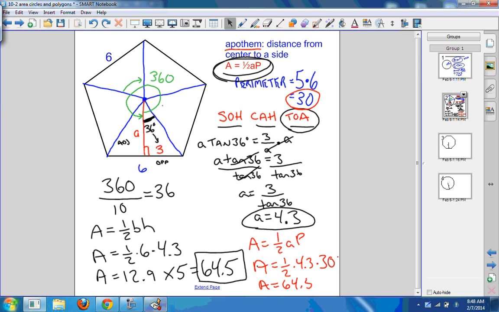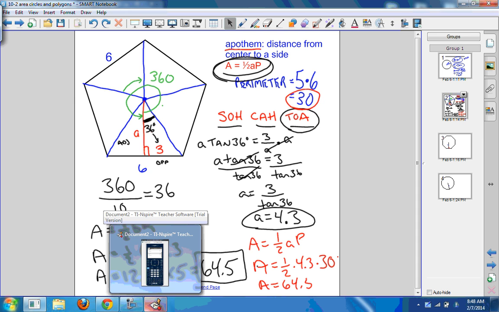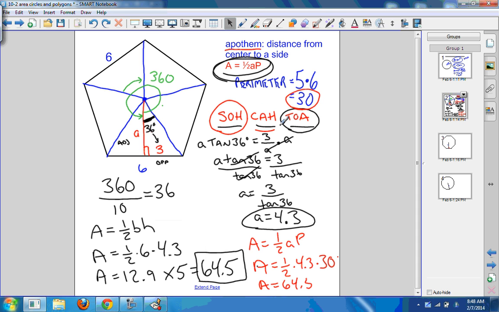All right. I'm going to conclude that for the lesson today. In class, we'll practice this some more. Always when we're trying to figure out the area of these polygons, we're going to end up using SOHCAHTOA. So don't forget that. We'll see you in class.